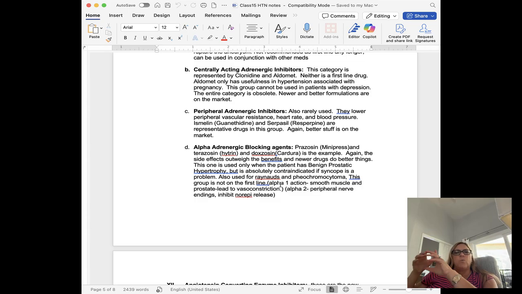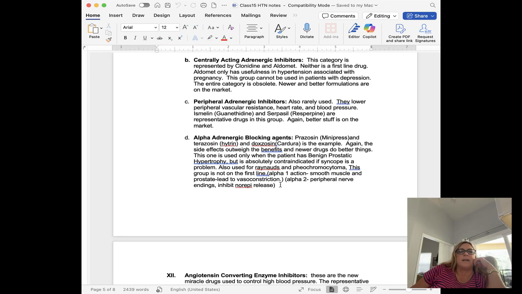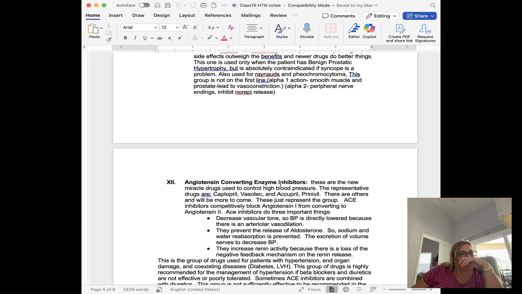Okay, so alpha 1, it constricts smooth muscle and peripheral vessels. And it also will work on the smooth muscle in the prostate. And you'll get vasoconstriction. So if we block that, you'll have that nice dilation. Alpha 2s are more on the peripheral nerve endings, and they inhibit norepinephrine release.